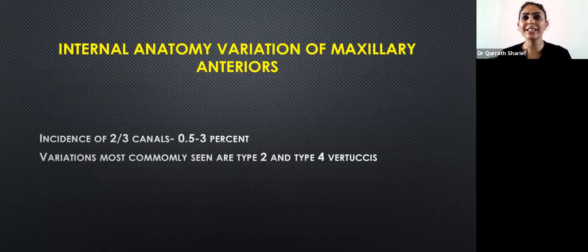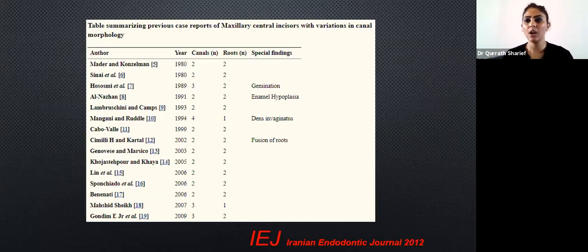Now, talking about the internal anatomical variations in anteriors. The incidence of extra canals in your anteriors is around 0.5 to 3%. The most common types of variation seen are type 2 and type 4. I will tell you about the various classifications in my further slides. These are certain case reports in which they have said there can be 2 roots, 2 canals, 1 root, 4 canals, or 1 root, 3 canals. So there is a lot of literature on your upper anteriors with enormous variation in canals and roots.